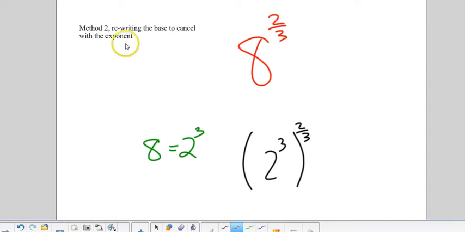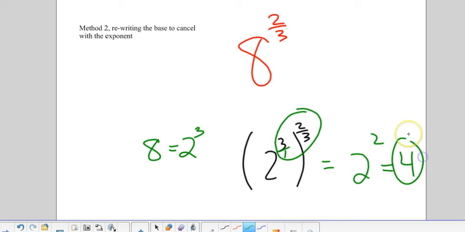Method 2 would be, I'm going to rewrite the base and cancel the exponent. So here, I took advantage of the fact that 8 is the same as 2 to the 3rd power, so I'm going to rewrite it as 2 to the 3rd to the 2/3. And then you'll notice that 2 to the 3rd to the 2/3, if I multiply the exponents here, the 3's will cancel, and this will leave me with 2 to the 2nd, which is 4. So obviously same answer, another way.